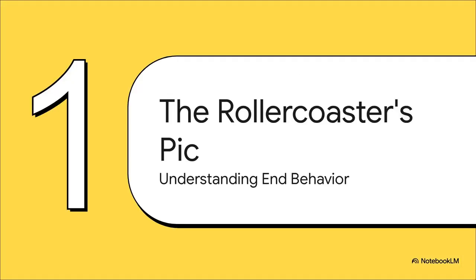First up, the roller coaster's big picture. This is all about a concept called end behavior. So before we get lost in all the little wiggles and turns in the middle of the graph, we need to know 2 things. Where is this graph coming from, way over on the far left, and where is it going, way over on the far right?